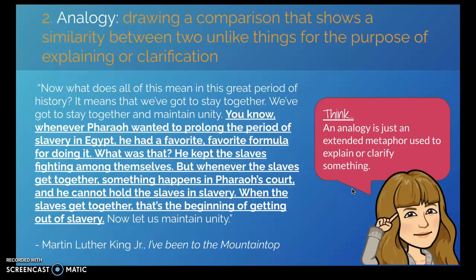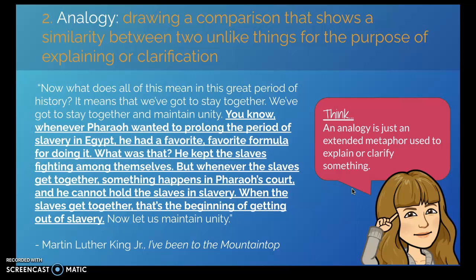Our next rhetorical device is analogy. Analogy is where we draw a comparison that shows a similarity between two unlike things for the purpose of explanation or clarification. Our example here comes from Martin Luther King Jr.'s "I've Been to the Mountaintop."